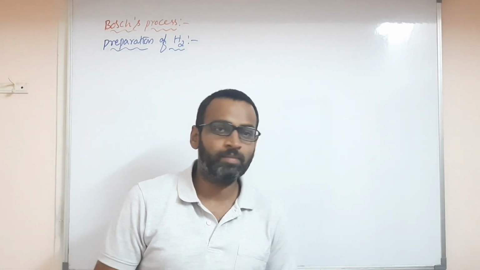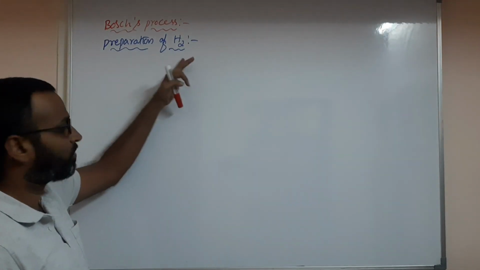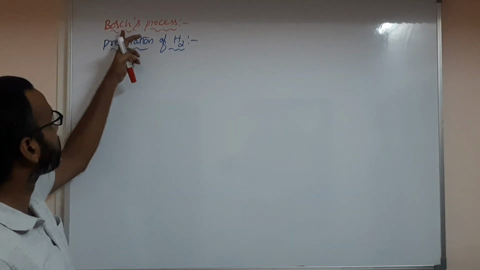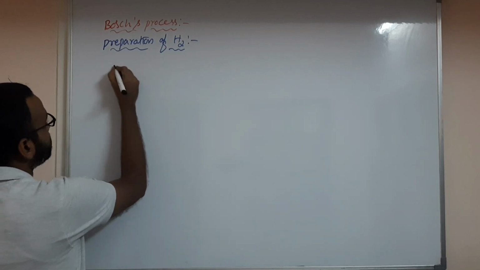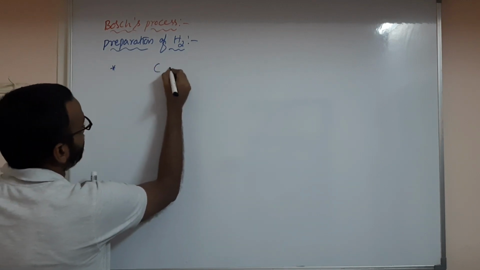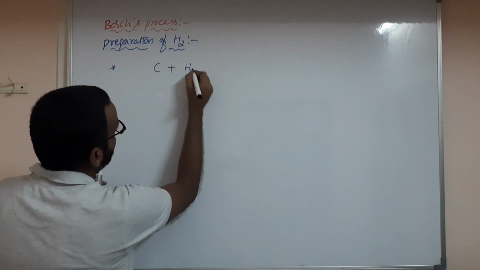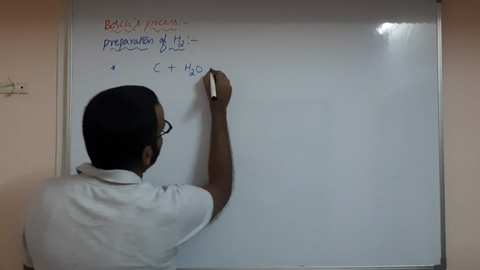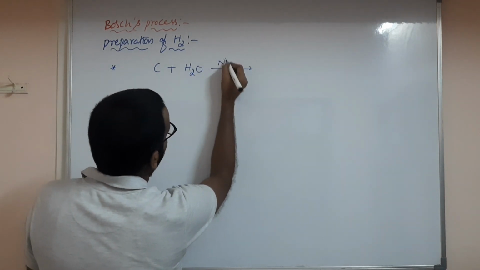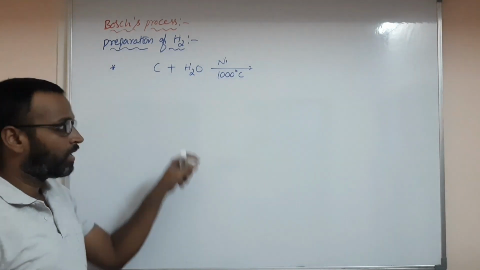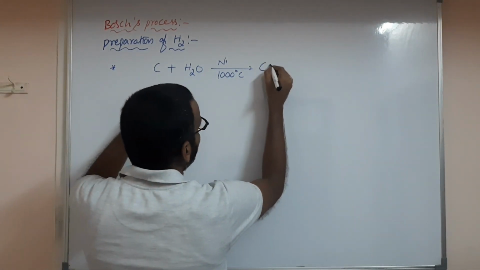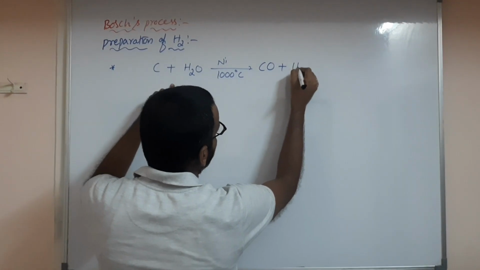Now we will discuss the preparation of hydrogen by the Bosch process. What we use here is very simple. Carbon we will treat with water, in presence of nickel at 1000 degrees Celsius. Then you will get carbon monoxide plus H2.